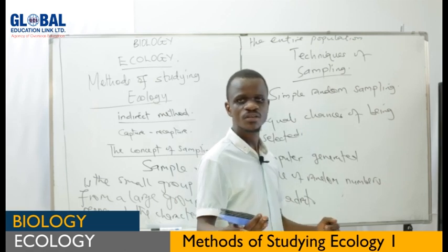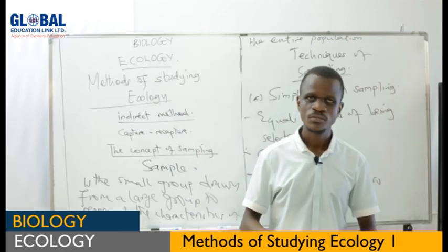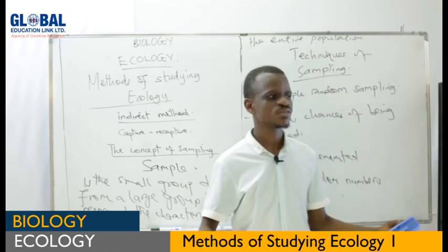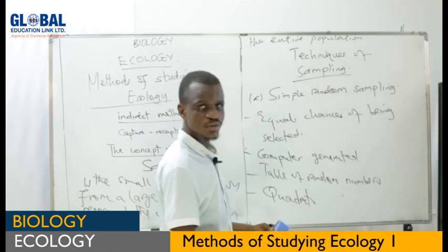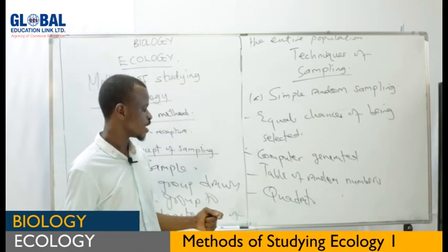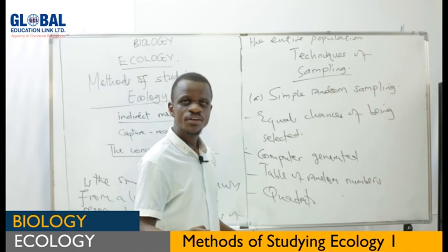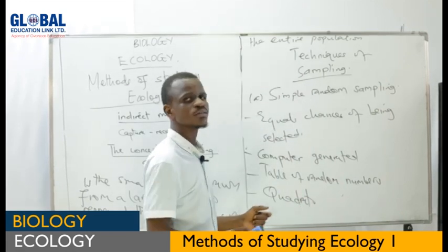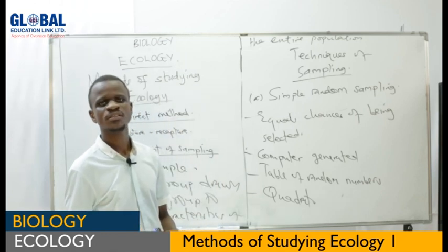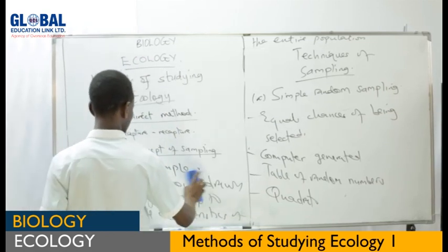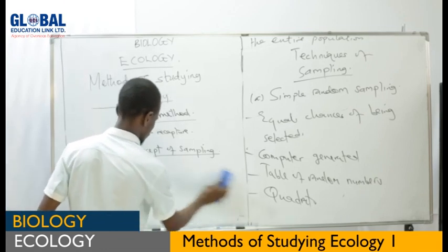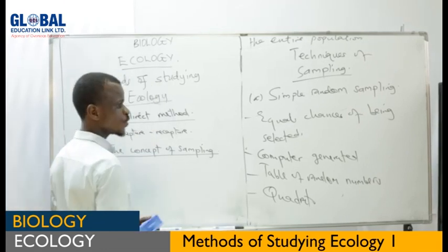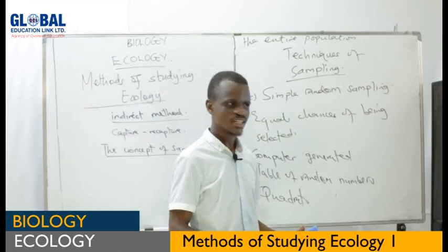My students, can you use this? You can use numbers written randomly, then individuals will pick, or computer-generated numbers. Every member in a population has an equal chance of being selected. Therefore, you can use this when sampling flora and fauna. Hope you are following my students. Now, if we go to part B, systematic random sampling.